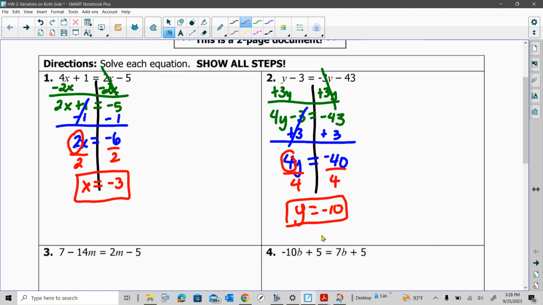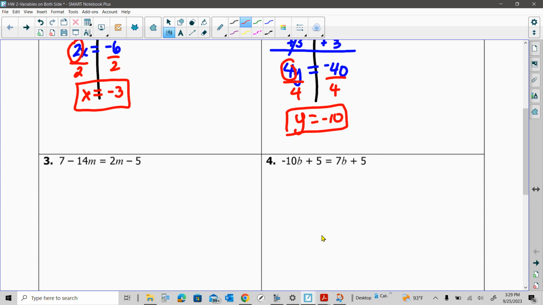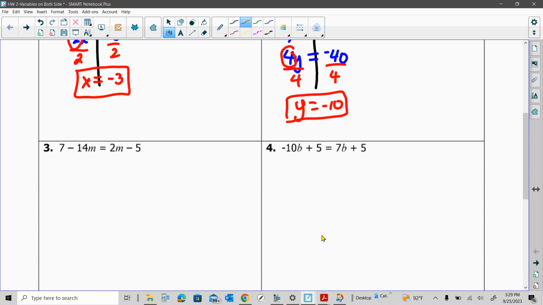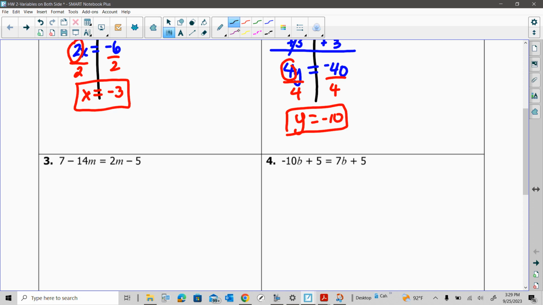You will have some fraction answers or some zeros as a solution. It's possible your variable equals 0. I want to go over one more with you. So look at number 3 here. I'm going to balance my work by putting my line underneath the equal sign. Start with the smallest variable.